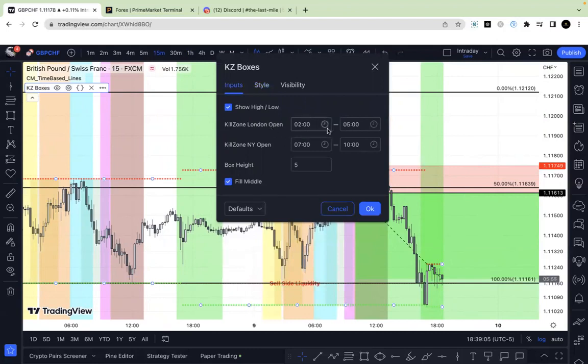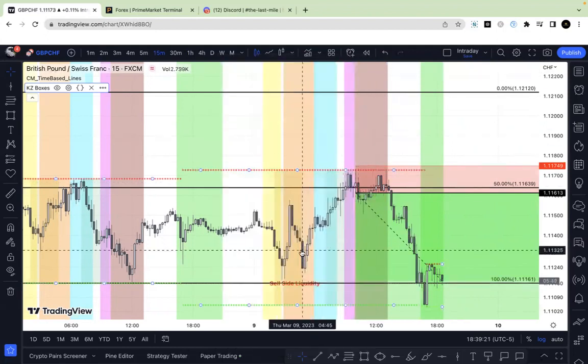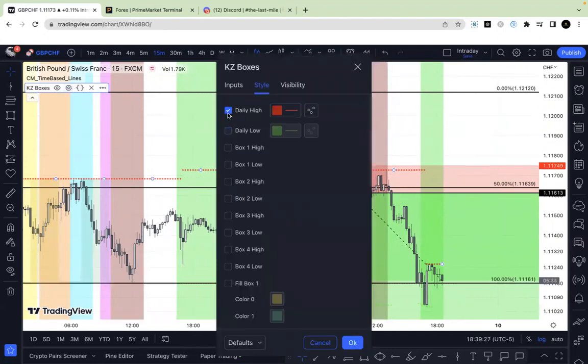Oh, terrible. That's fine. 2 to 5, 7 to 10. I don't like 8. So this is why I like Bryce KZ boxes. It's the same thing because they only have New York and London. I don't want the daily high or low on. But as you can see, if you do have the daily high and low on, it is respected. This was the actual daily high. And of course, to this indicator, it works pretty well.